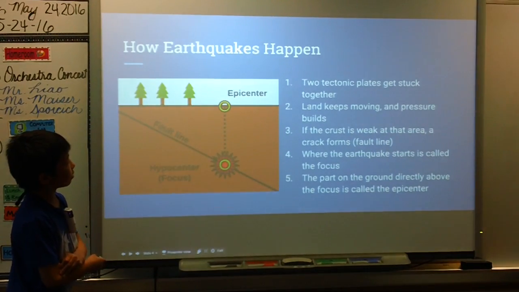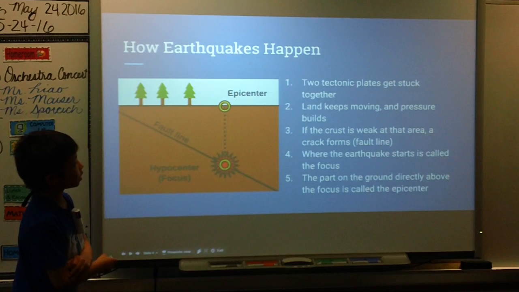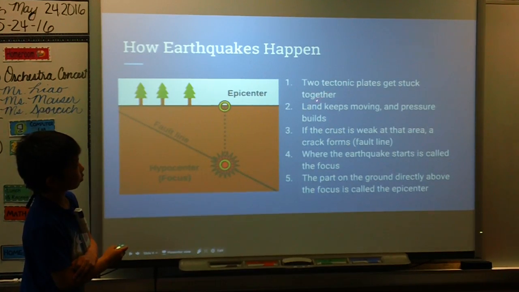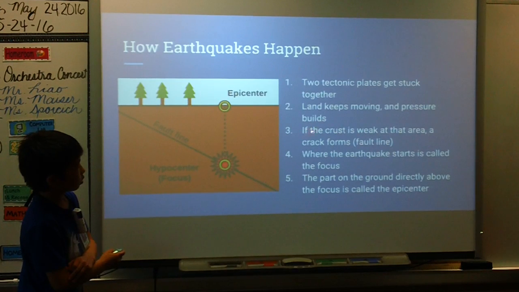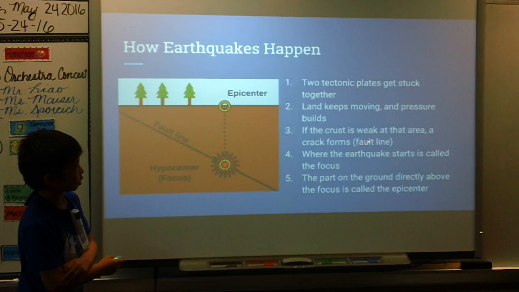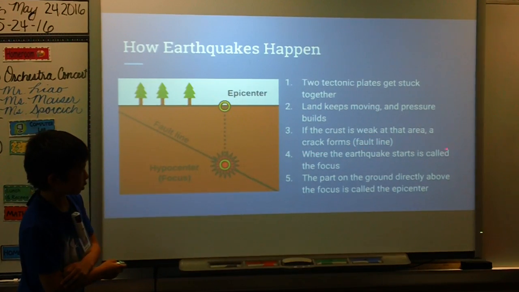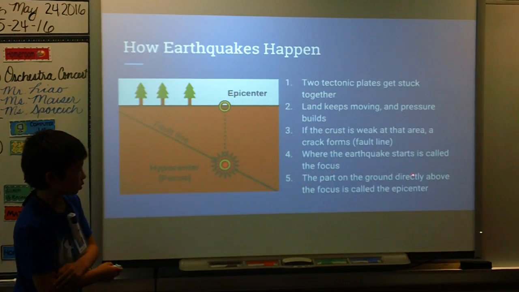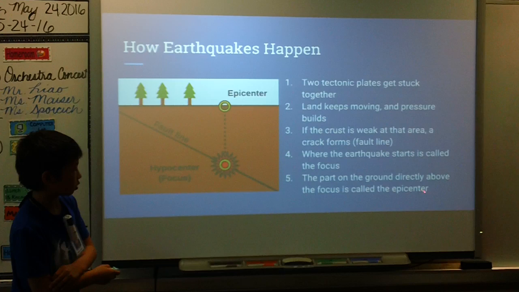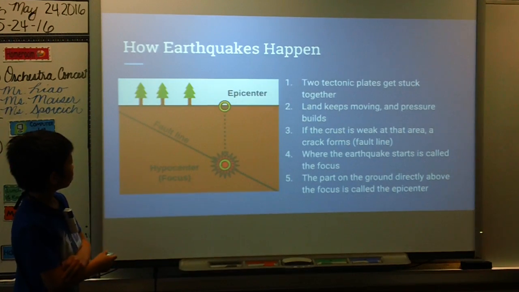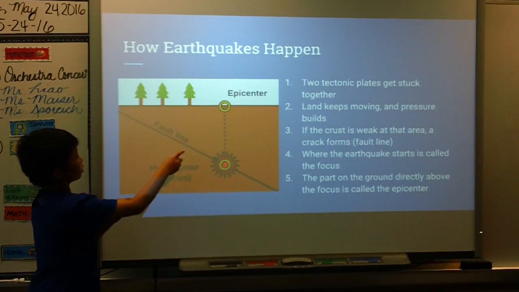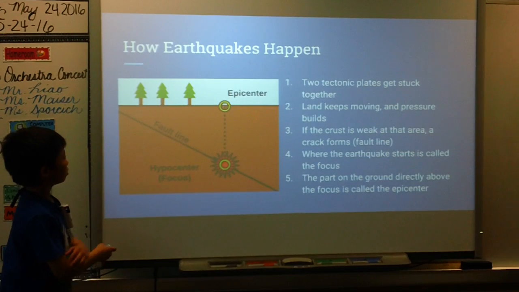How earthquakes happen. First, two tectonic plates get stuck together. Second, land keeps moving and pressure builds. Third, if the crust is weak at that area, a crack forms. It is called the fault line. Fourth, where the earthquake starts is called the focus. Five, the part on the ground directly above the focus is called the epicenter. This is the fault line, this is the focus, and this is the epicenter.